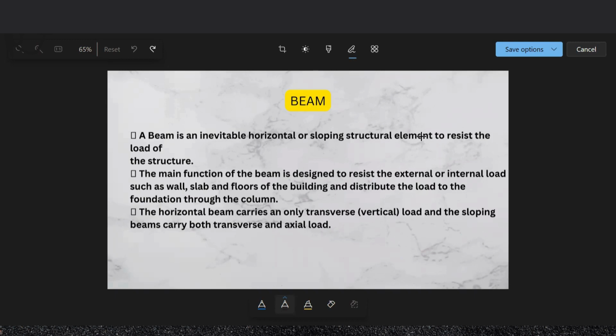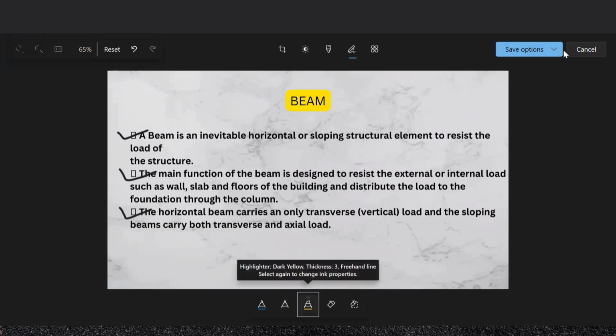Okay, so the very first point is, what is beam? A beam is a horizontal, or it can be a sloping, structural element to resist the load of the structure. Second, the main function of the beam is to resist the external or internal load such as walls, slab, and floors of the buildings, and distribute that load to the foundation through the column. I have already told you that. And third, the horizontal beam carries any transverse or vertical load, and the sloping beams carry both transverse and axial load.